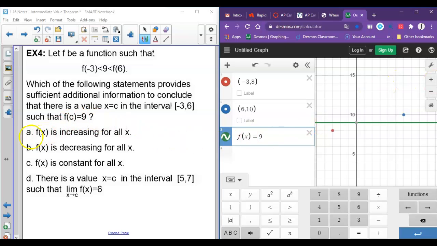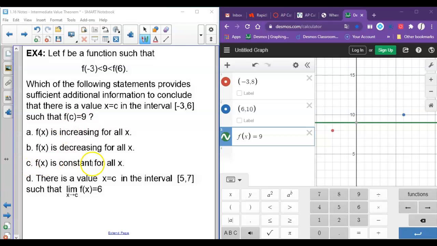So A says f is increasing for all x. B says f is decreasing for all x. C says f of x is constant for all x. And D says there is a value x equals c in the interval from 5 to 7 such that the limit as x approaches c of f of x equals 6. Okay, so let's start and throw out the ones that are most obviously incorrect first.